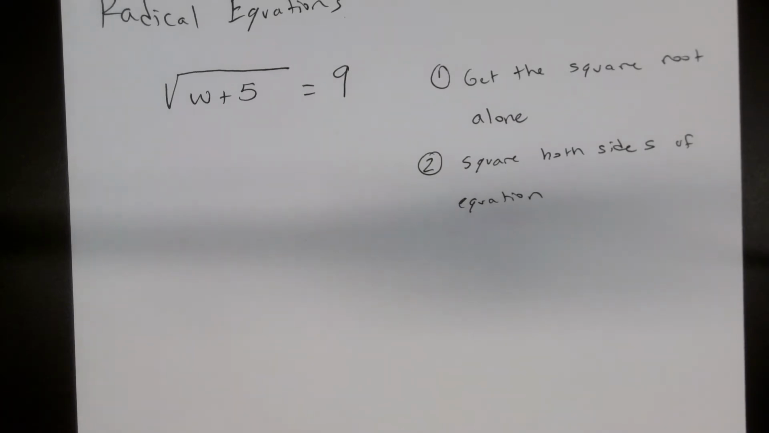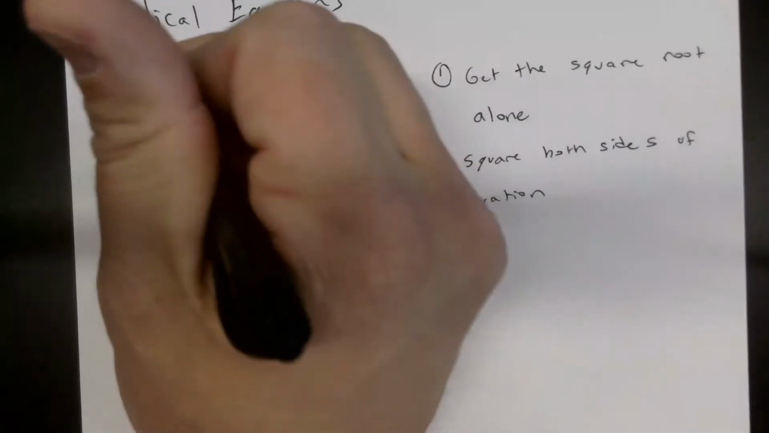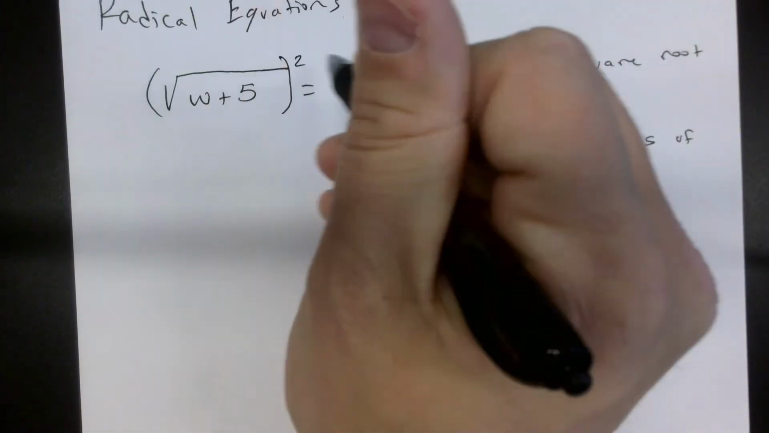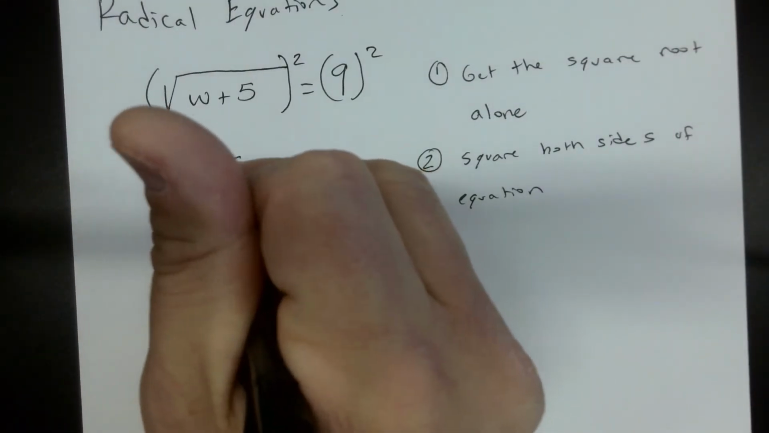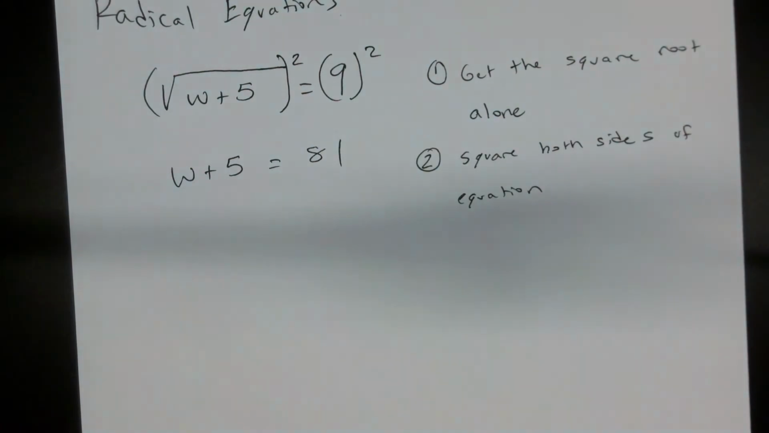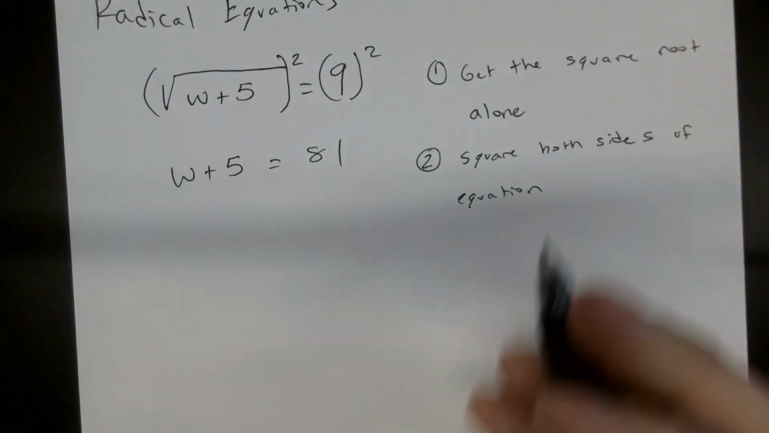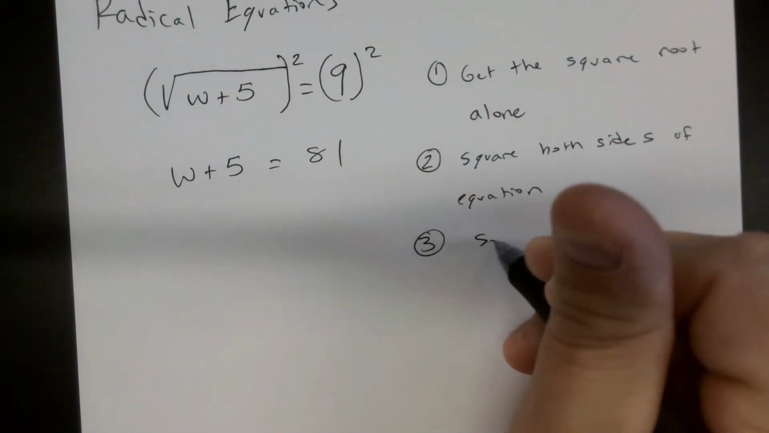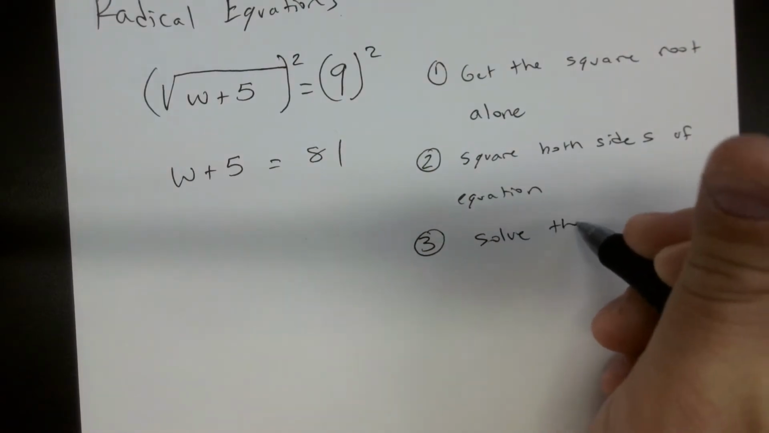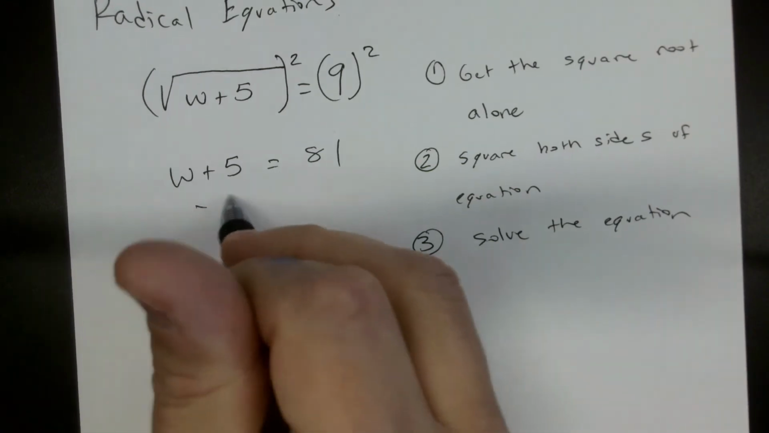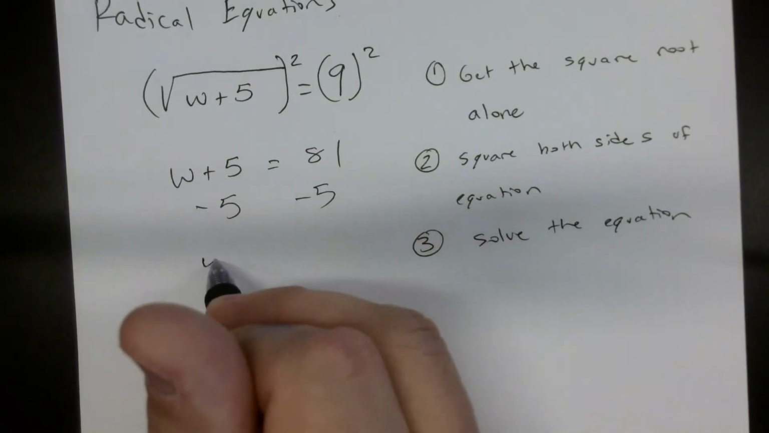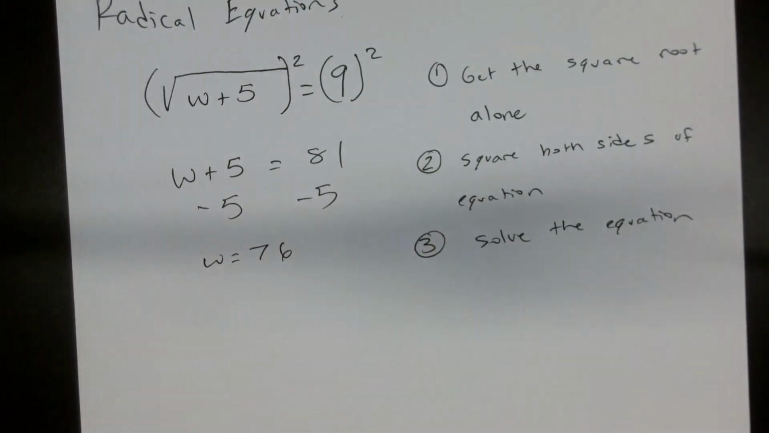Step number 1, get the square root alone. Step number 2, we're going to square both sides of the equation. What that means is we're going to square this. The reason why we square it is to get rid of the radical. Step number 3, solve the equation. And this equation right here is extremely easy. We're just going to subtract 5 and we're going to get W equals 76.